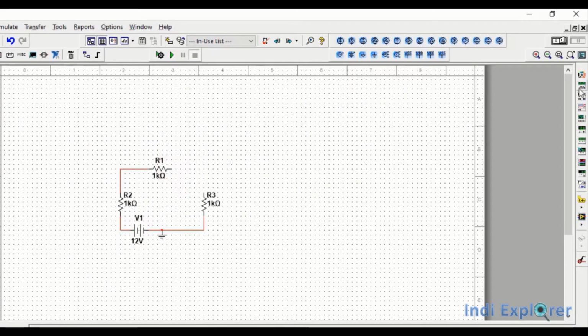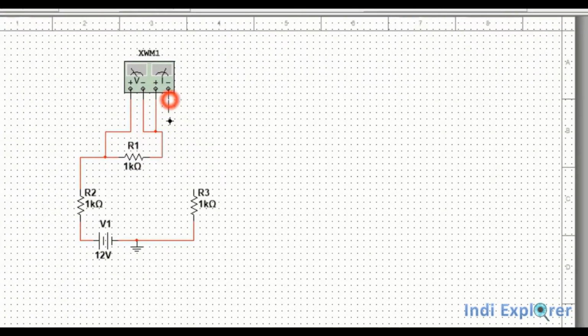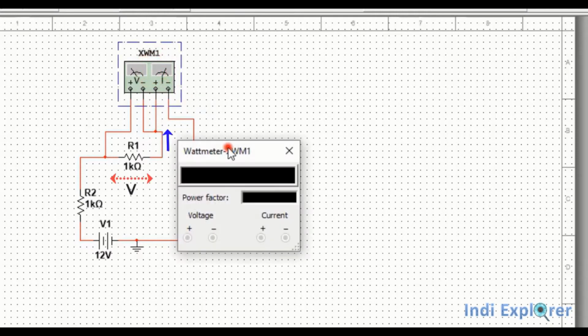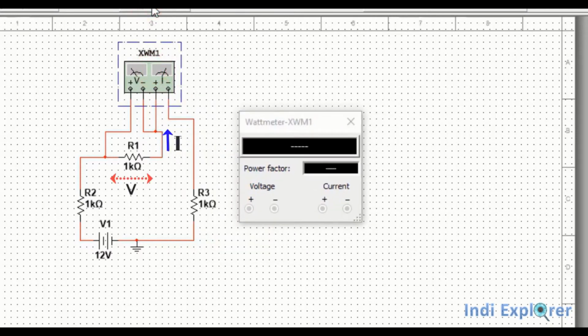Now if you would like to measure power consumption, you can directly use the wattmeter. It measures voltage and current simultaneously and calculates the power consumption. So to measure power consumption of R2, connect the voltage probe in parallel and the current probe in series and run the program. As it is a DC circuit and resistive load, the power is current multiplied with voltage drop. So correctly, it's showing 60 mW.